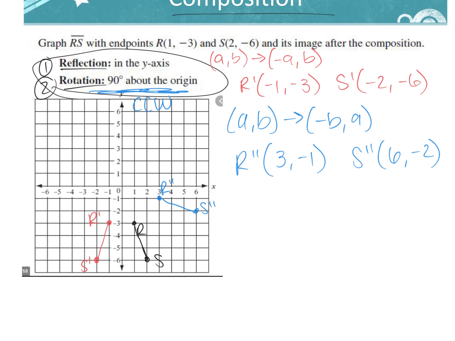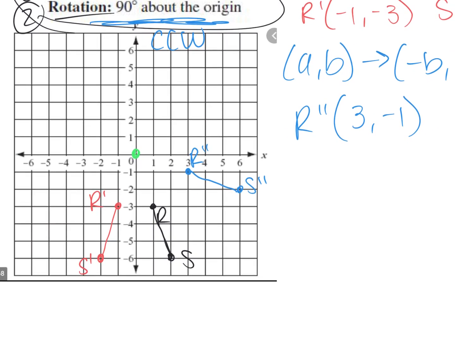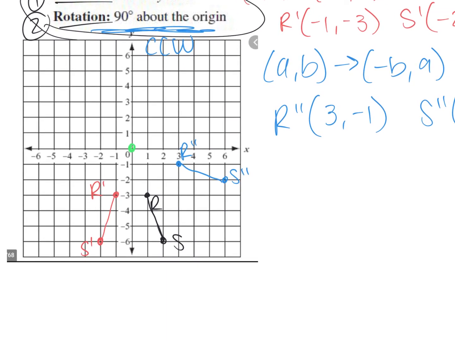How can we check it? Use the vectors. Start at 0, 0. That's where we're rotating about. And draw a vector to what letter? R. Then to what? R prime. That does not look like 90 degrees. Oh, the other one? Yeah, draw it from here to here. That also doesn't look like 90.